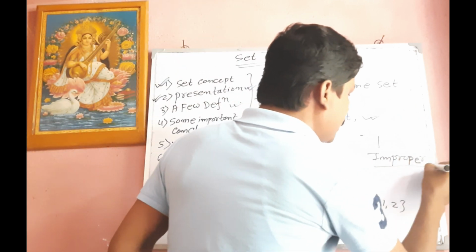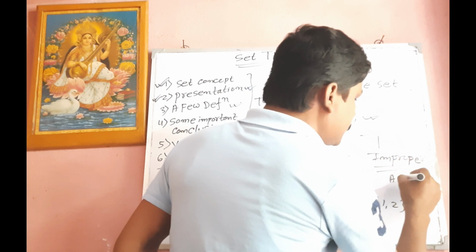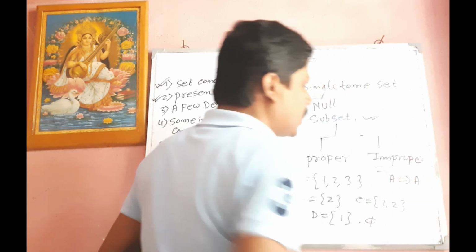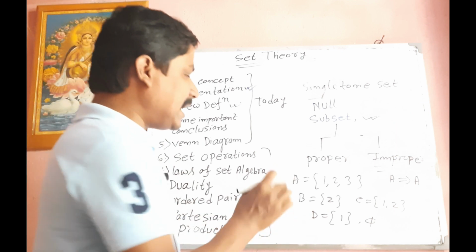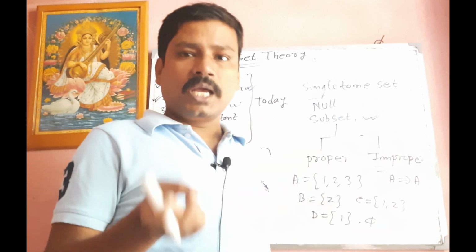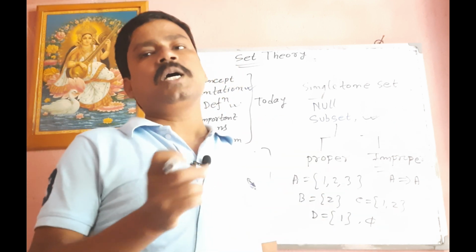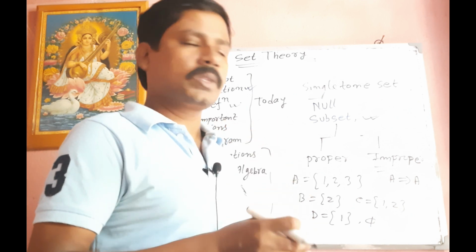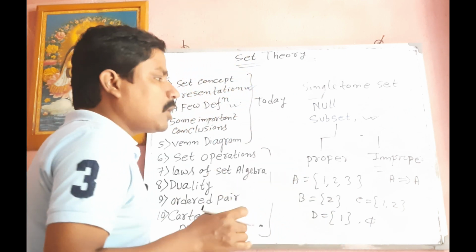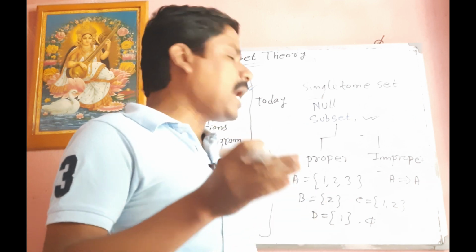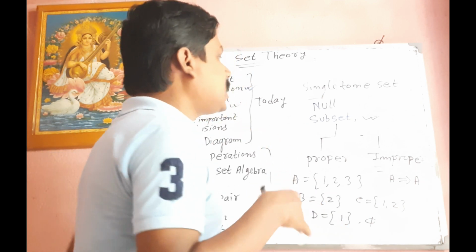And now we are discussing the improper subset. A set with the same A set is called the improper subset of the given set A. And now this is the completion of proper subset and improper subset. Now we move to the next.